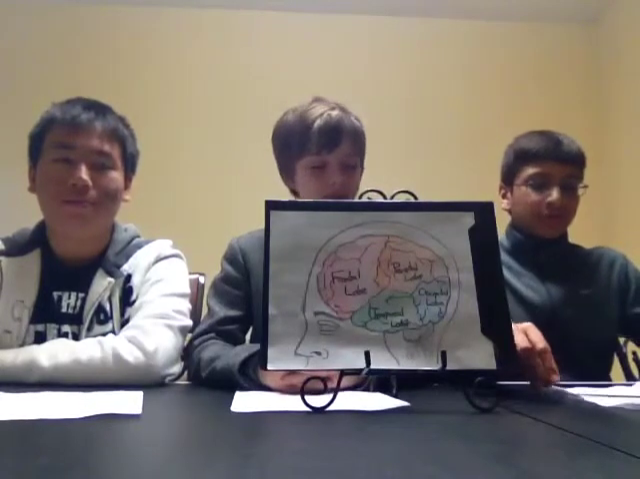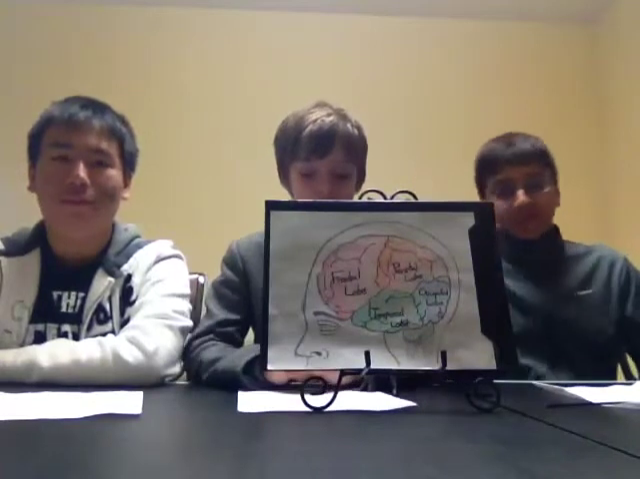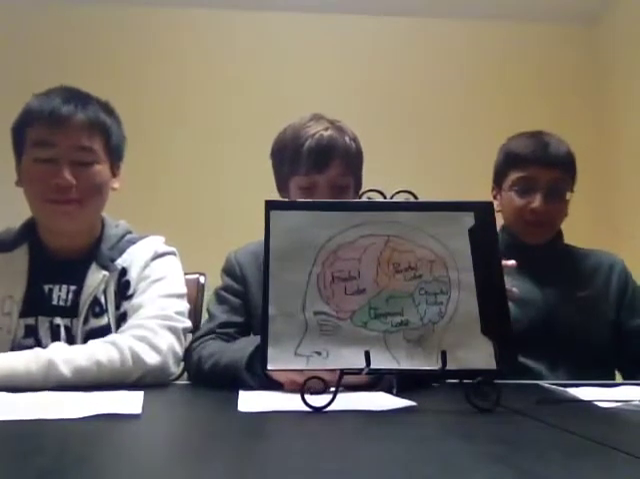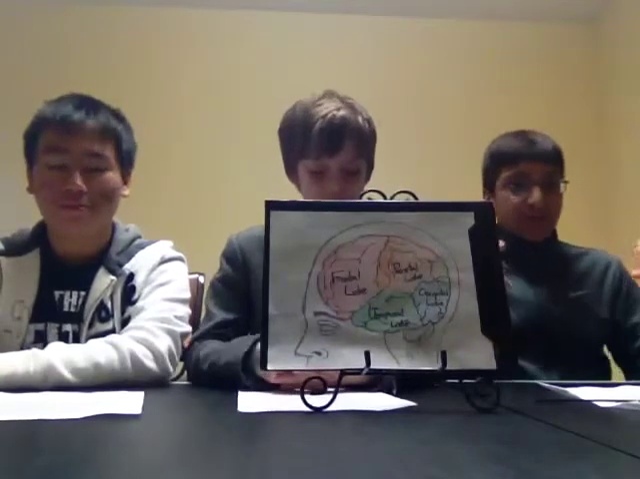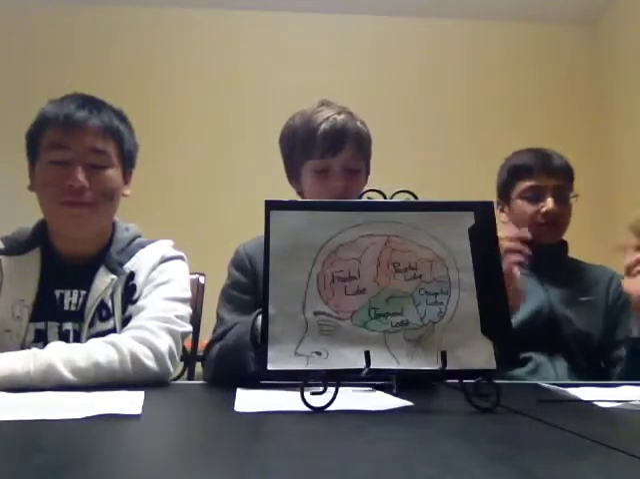The cerebral cortex is divided into two hemispheres, the left hemisphere and the right hemisphere, obviously. These two hemispheres are connected by the corpus callosum. Remember that. The two hemispheres are connected by the corpus callosum. The hemispheres are further divided into lobes.